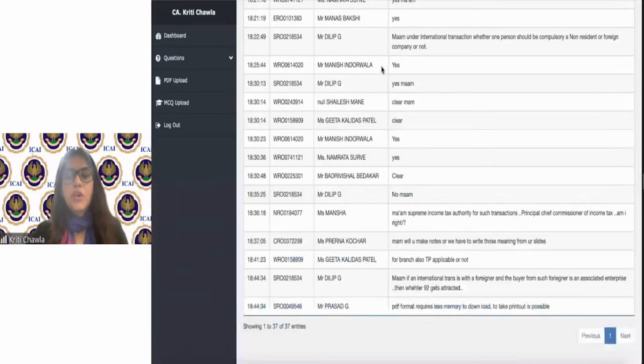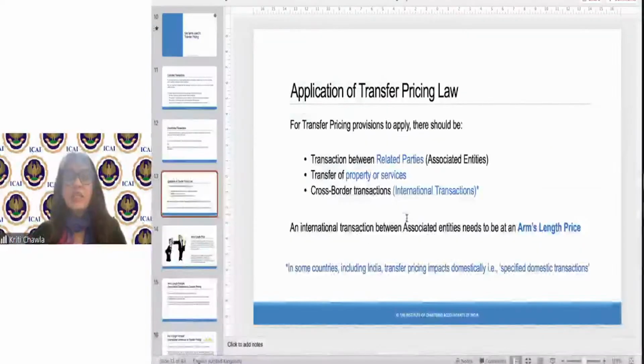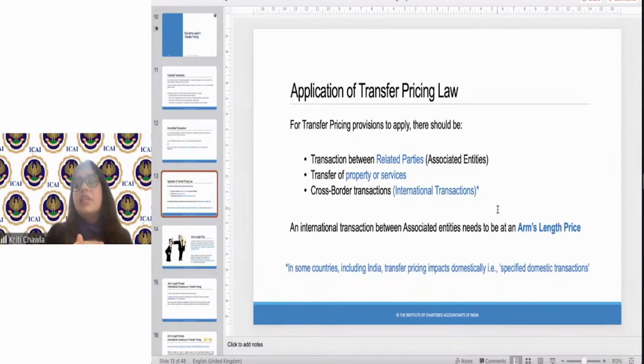Okay, so the point is, what exactly is the arm's length price? Coming back to these slides, we were discussing that if there is a transaction between associated entities or related parties, and it is happening in a cross-border situation, as in an international transaction, then it should happen at something called an arm's length price. It should not happen at any random price which has been decided by these related parties. So what exactly is this arm's length price?